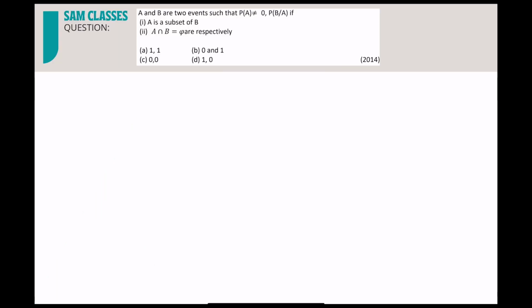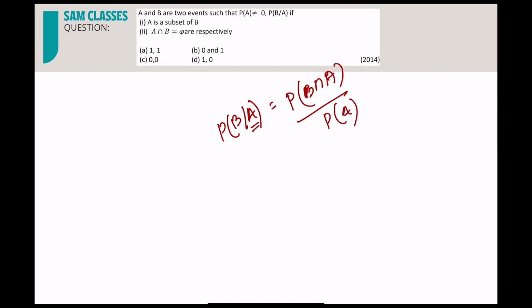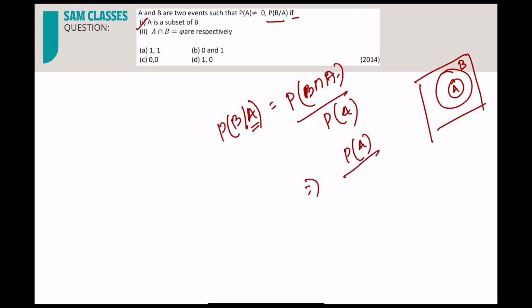What we have here is A and B are two events such that P of A is not equal to 0. We have to find P of B by A. First we should know the formula. Conditional probability B by A is equal to P of A intersection B, or B intersection A, by whatever is down, P of A. Now they have given that A is a subset of B. What do you mean by subset? A is a subset of B means whatever is in A lies inside B. So A is inside B basically. So B intersection A will be what? P of A only, by P of A. So that is equal to 1.